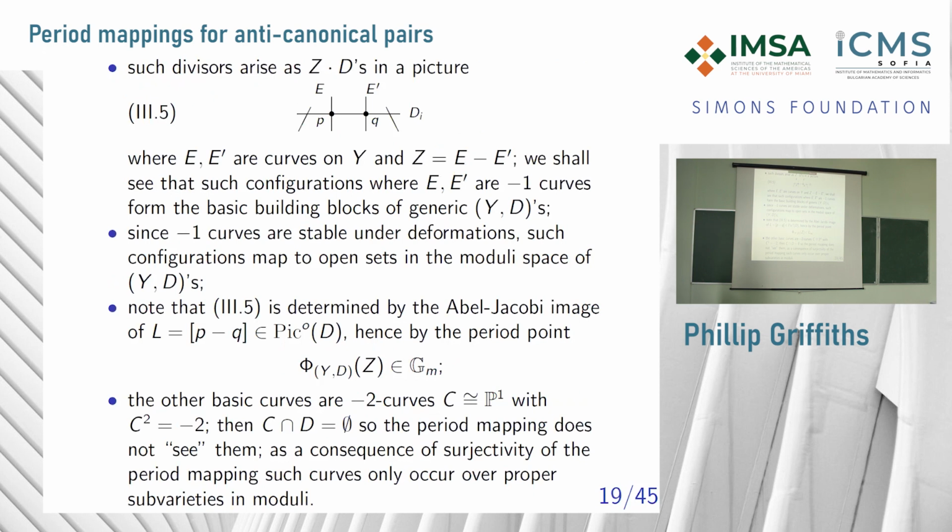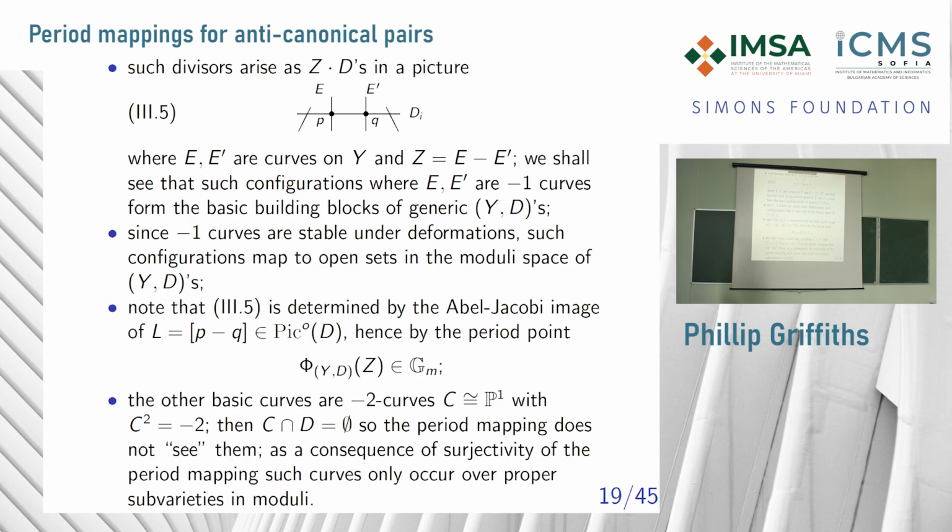So special divisors of the type we're interested in arise as follows. You take 2 curves that meet the segment in points P and Q. We're going to see that you get such configurations where these are -1 curves on the rational surface. Okay, curves with self-intersection -1 can be contracted to points, but not if you keep track of the divisor D. They're stable under deformations, so these types of configurations map to open sets.